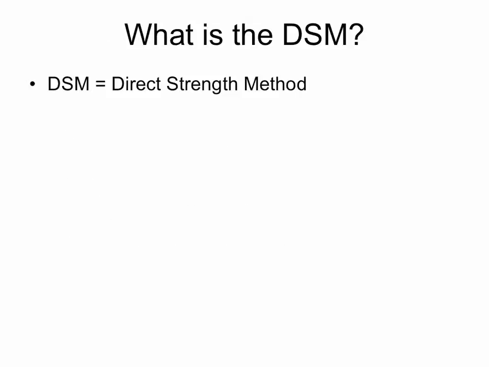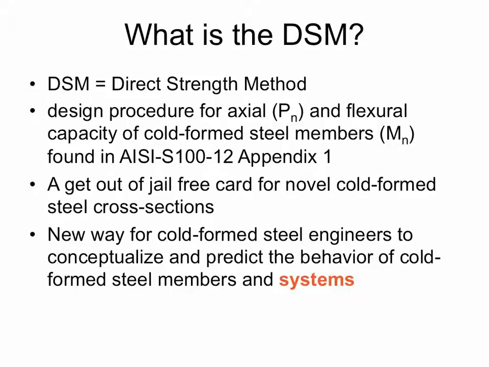All right, so the first thing is, what is DSM? It's the direct strength method. If you've used the effective width method in AISI S100, you realize that at least for flexural members, the calculation is iterative. The effective portions of the stiffened and unstiffened elements change based on the stresses and the effective areas within each element. Whereas with the direct strength method, you have one number, you put it into the equations, you get the capacity.